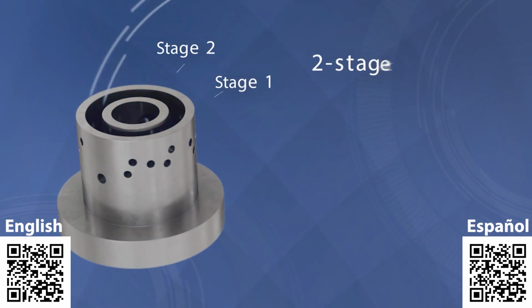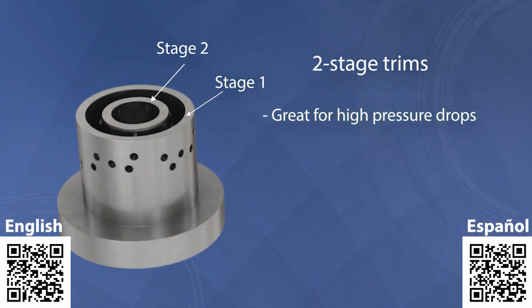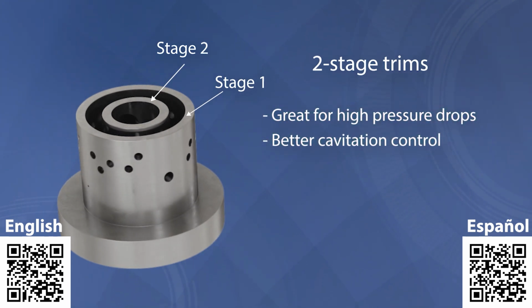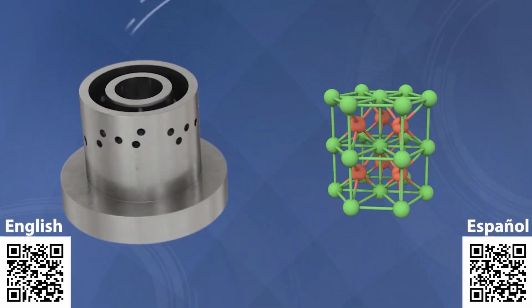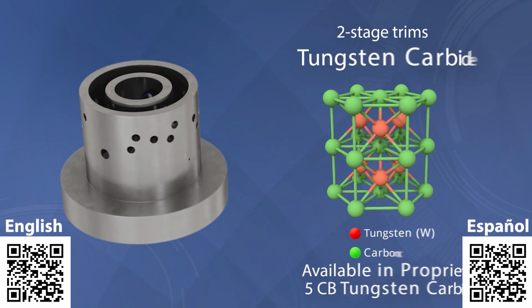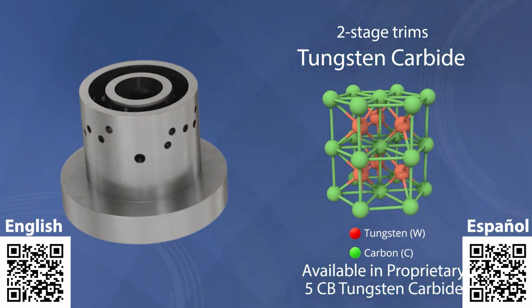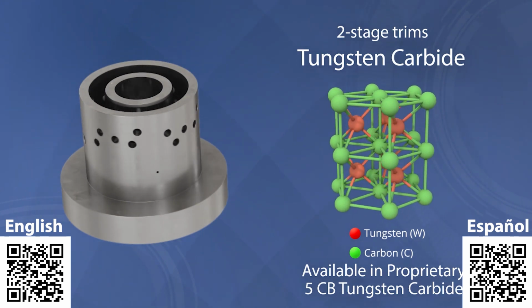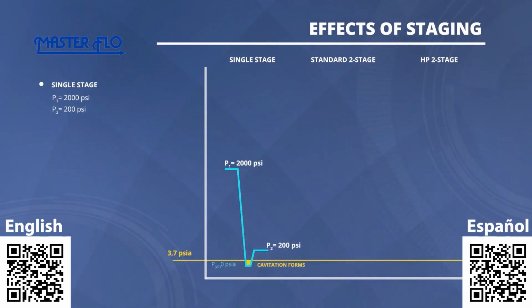For demanding applications with high pressure drops, two-stage trims could be used. They consist of concentric cages which handle pressure drops in stages, reducing the pressure dip at the vena contracta. This results in better control over the cavitation and noise. MasterFlow's multi-stage trims are available in service-specific materials, including the proprietary 5CB tungsten carbide for higher erosion and corrosion resistance. Multi-stage trims can also be engineered to provide custom flow curves. The effects of staging can be seen on these graphs.